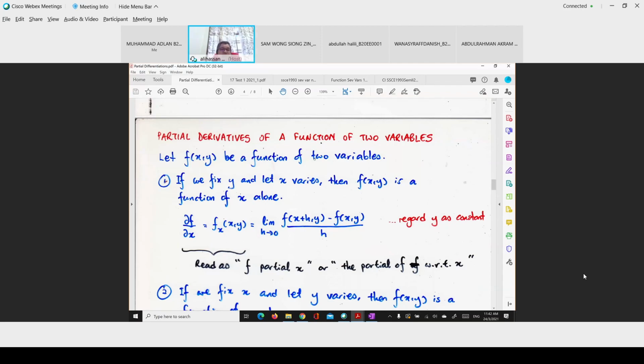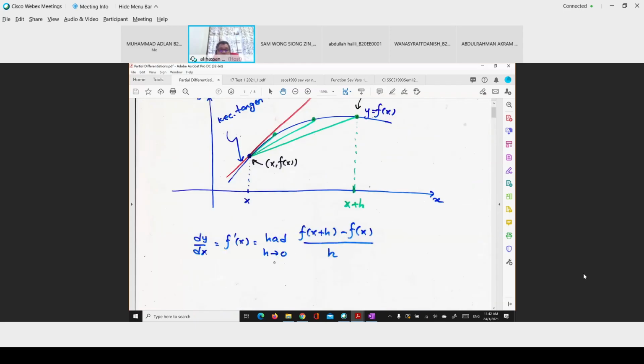So let f(x,y) be a function of two variables. If we fix y and let x vary, then f(x,y) can be viewed as a function of x alone. So f partial x, the derivative of f with respect to x holding y constant, is mathematically defined as this limit here. In calculus of a single variable, f prime of x is defined as this limit, provided this limit exists.